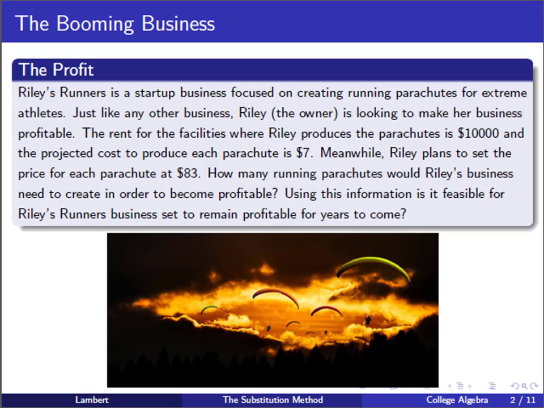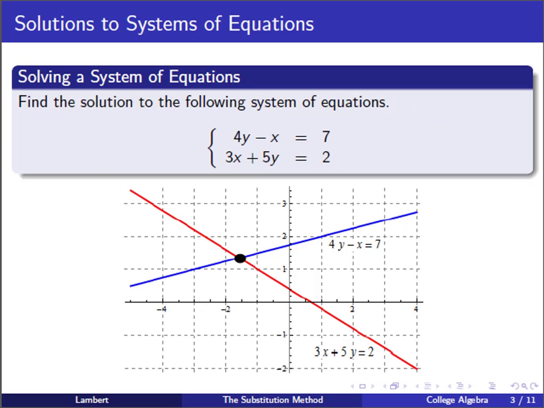And then also using that information, is it actually feasible for Riley's Runners business to remain profitable for years to come? So are we getting too far beyond our capabilities? These are all questions businesses ask before they even start up. So, in order to look at that problem, we're going to look back at what a system of equations is and how we approach these at the beginning.